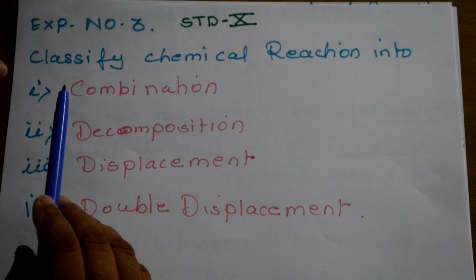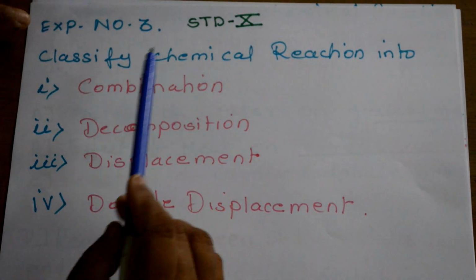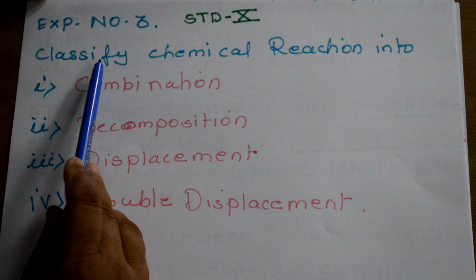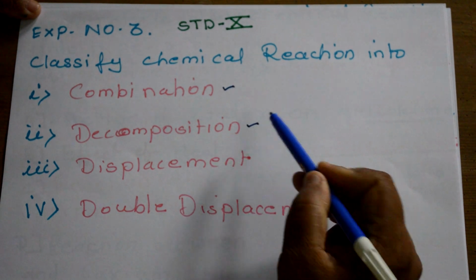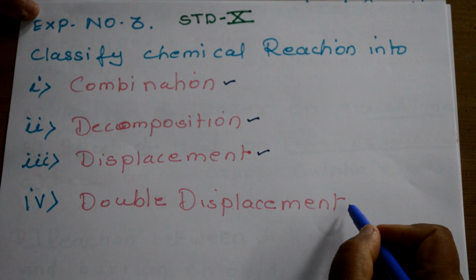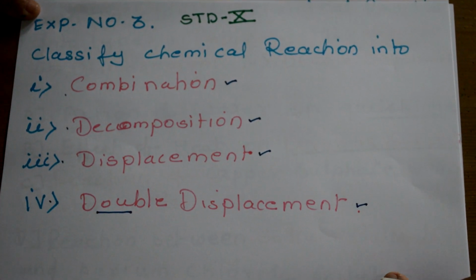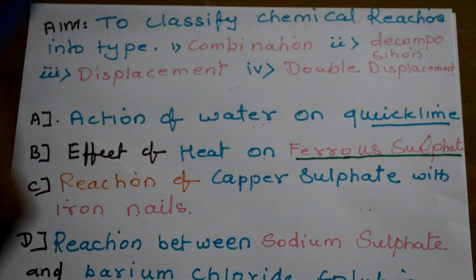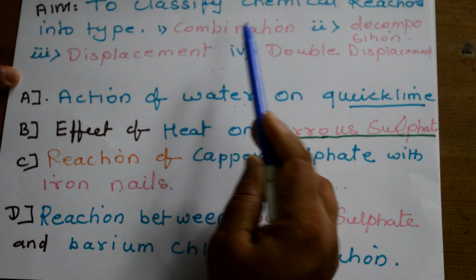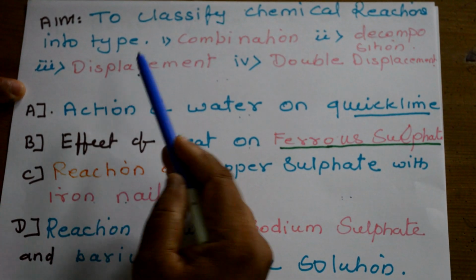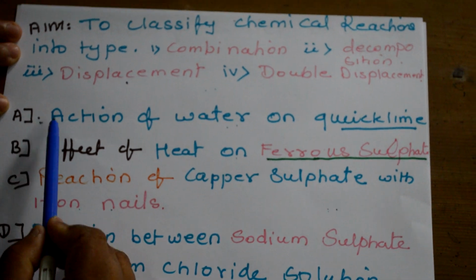Hello children, in this video we will be learning experiment number 3 of standard 10th. The experiment is classifying chemical reactions into combination reaction, decomposition reaction, displacement reaction and double displacement reaction. So one by one we will be seeing it. The aim of the experiment is to classify the chemical reaction into types of combination, decomposition, displacement and double displacement. Now for that we will be performing all these experiments.